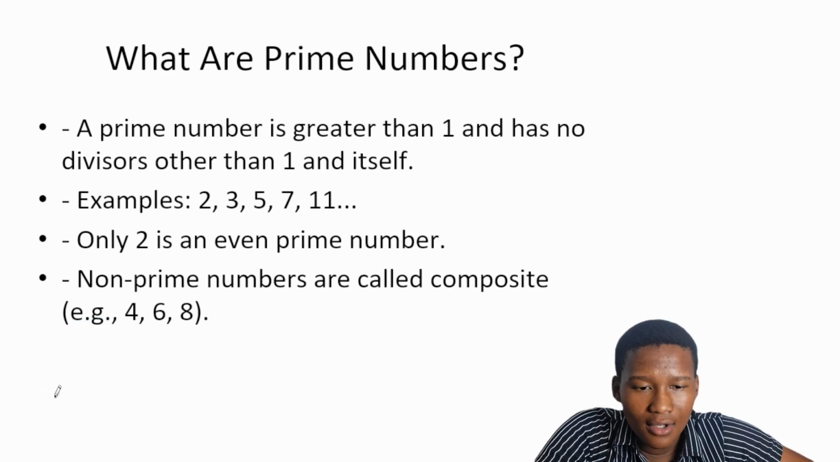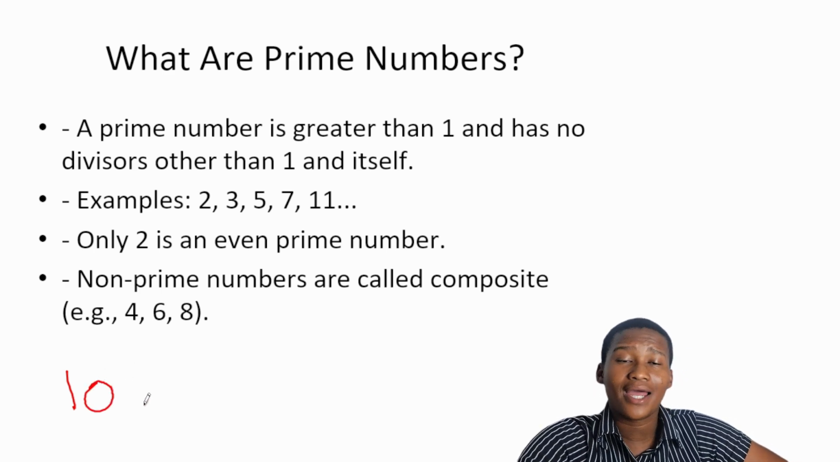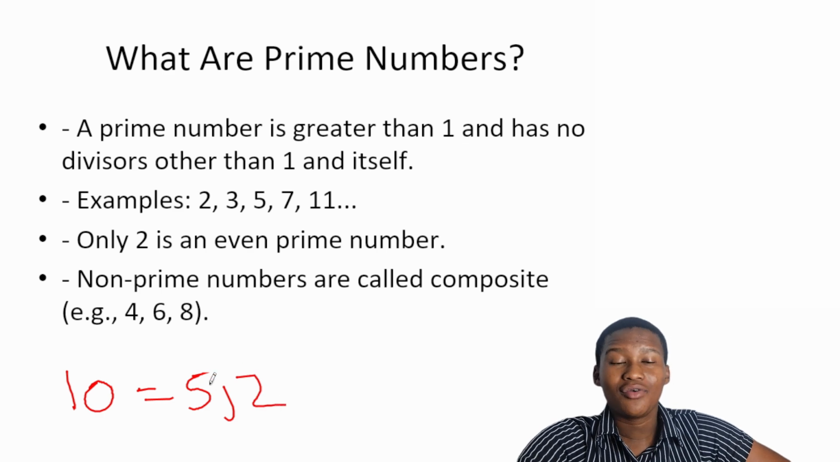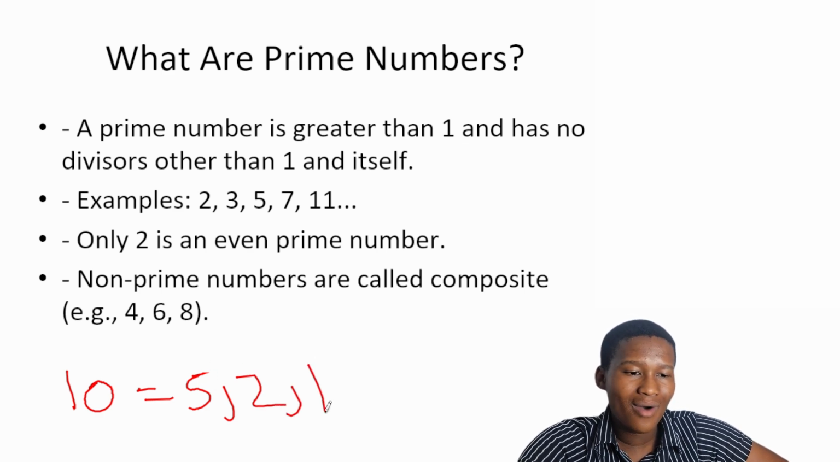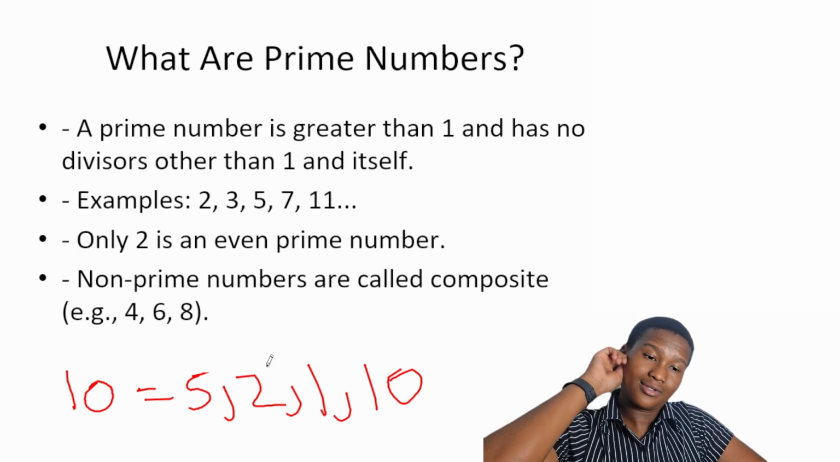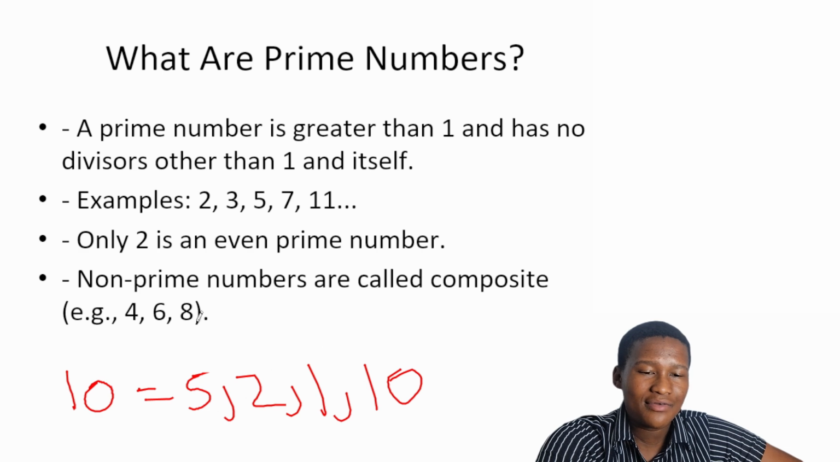For example, 10. What can get into 10 without leaving a remainder? Well, 5 can get into 10 without leaving a remainder. 2 can get into 10 without leaving a remainder. 1 can get into 10 without leaving a remainder. And 10 can get into 10 without leaving a remainder. So these are the factors of 10. All these numbers can divide into 10 without leaving a remainder.